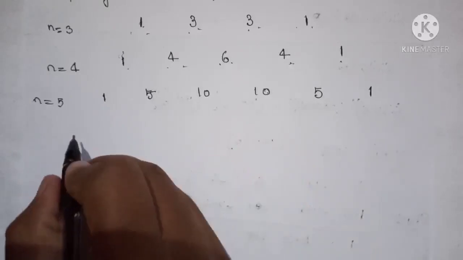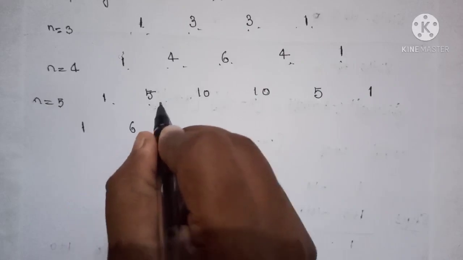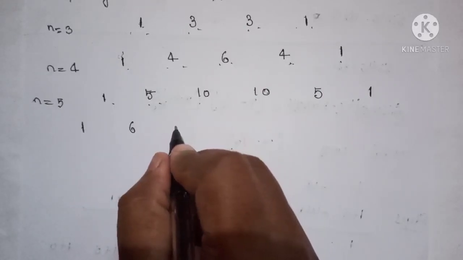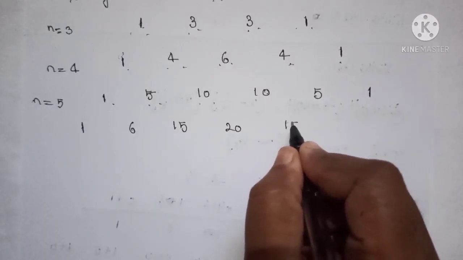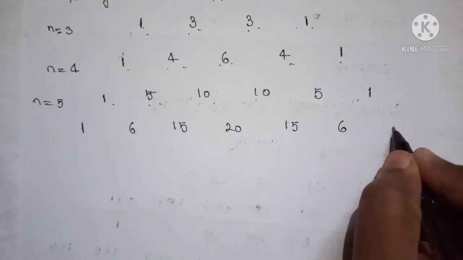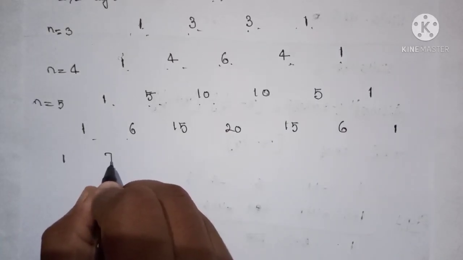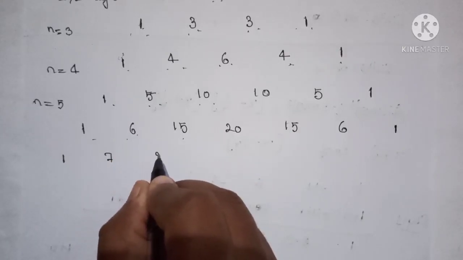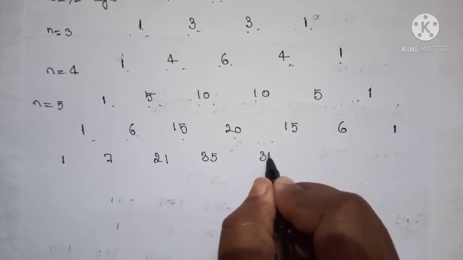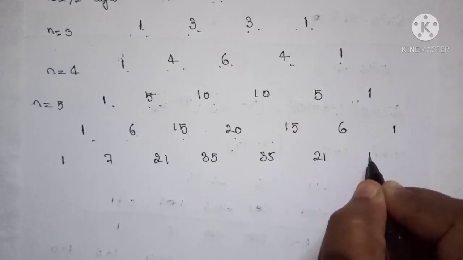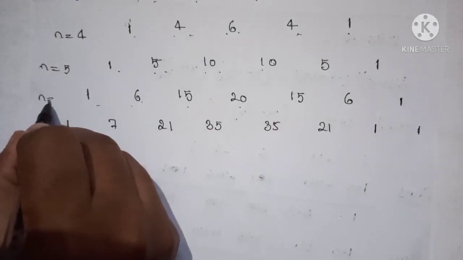Next again 1 as it is. 1 plus 5 equals 6, 5 plus 10 equals 15, 10 plus 10 equals 20, 10 plus 5 equals 15, 5 plus 1 equals 6, again 1 as it is. Next, 1 as it is. 1 plus 6 equals 7, 6 plus 15 equals 21, 20 plus 15 equals 35, 35, 21, and 1 as it is. So this is n equal to 6.